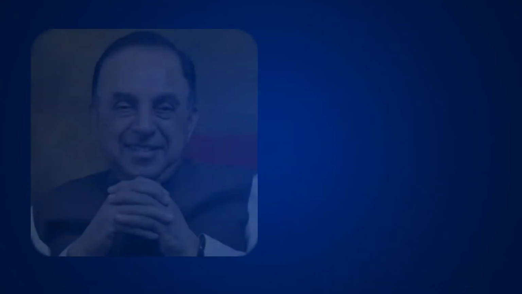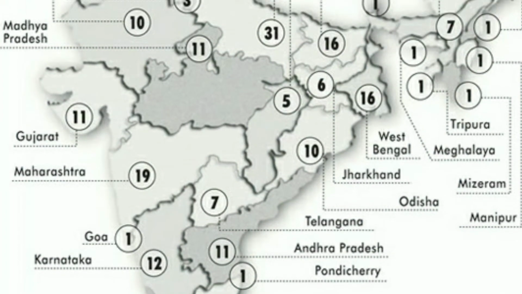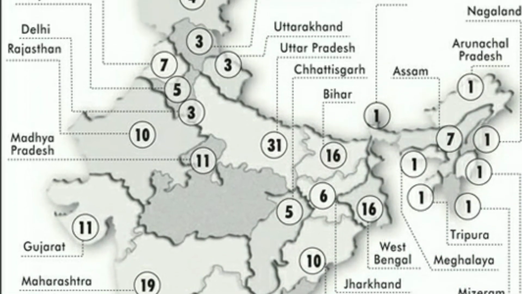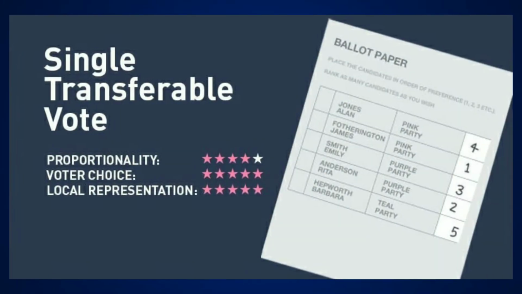For example, Subramaniam Swamy and Suresh Gopi were appointed through this category by the President of India on 24th April 2016. Each state is allocated a specific number of seats according to its population. More the population of the state, more the seats allocated. The members of the Rajya Sabha are elected by the single transferable vote system.